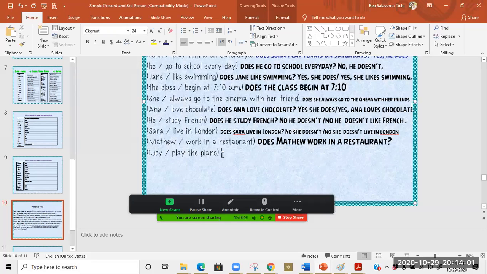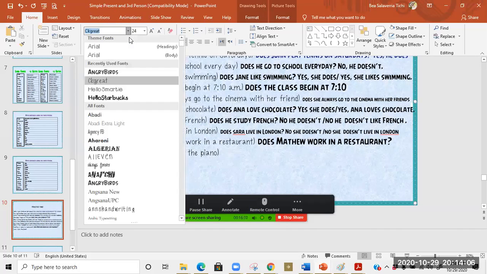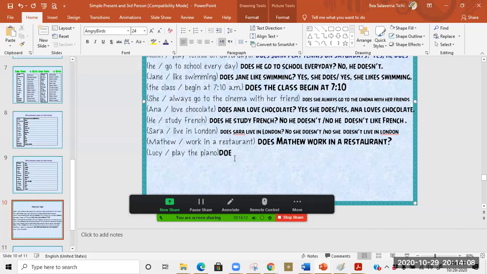And the last one. Lucy play the piano. Does Lucy play the piano? Okay, very good. Yes, she does. Or no, she doesn't. Yes, she plays the piano. No, she doesn't play the piano. Very good, guys. Excellent job. Give yourself a round of applause. Muy bien, excellent. Me alegro mucho.